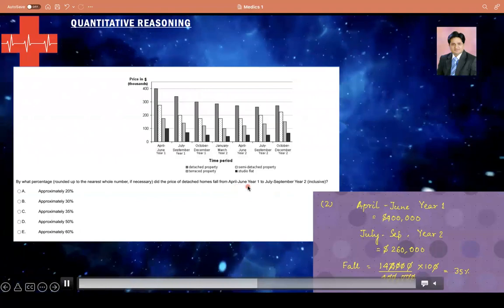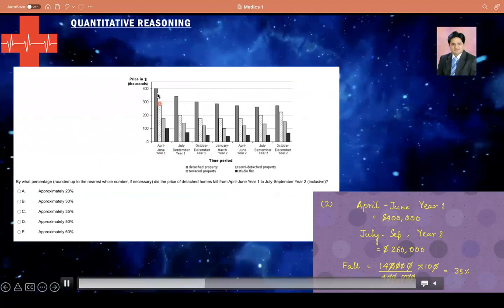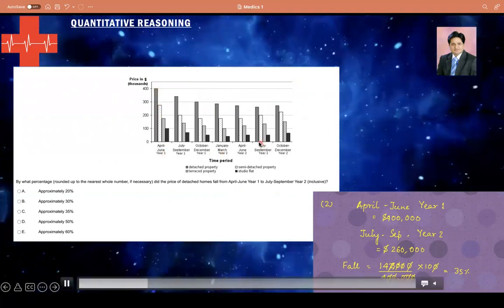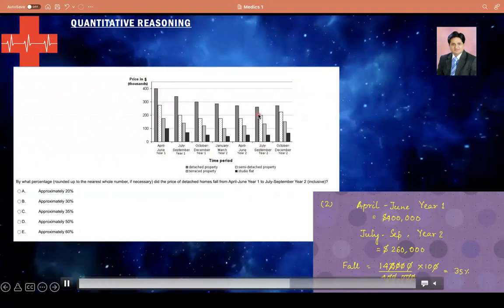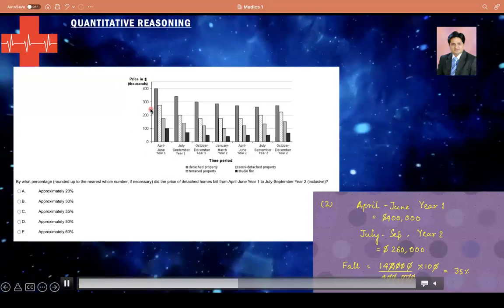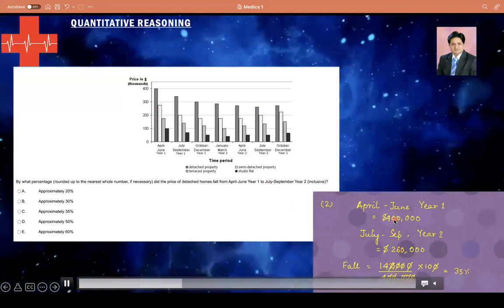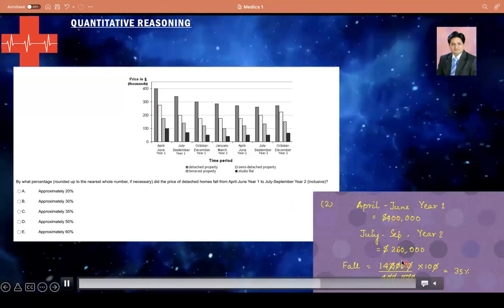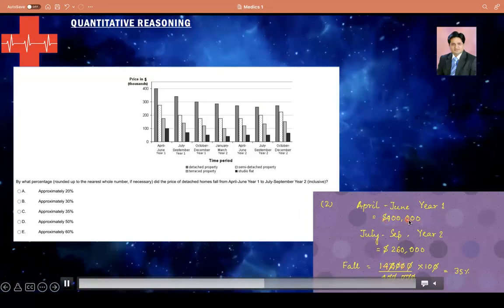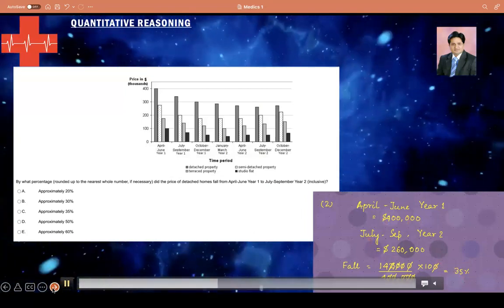So here comes your solution. For April to June year one, the price of the detached property is 400,000 US dollars. And for July to September year two, the detached property is approximately 260,000 US dollars. So what is the fall? The fall is 400,000 minus 260,000, that gives you 140,000. 140,000 divided by 400,000 multiplied by 100 gives you approximately 35%.